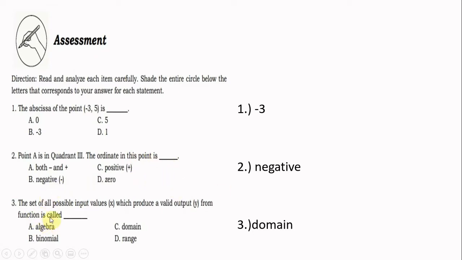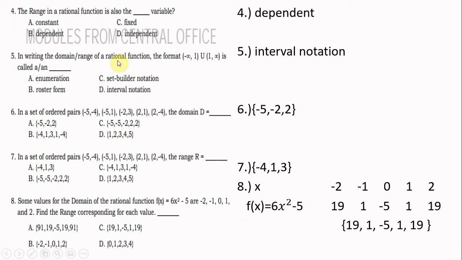Okay, number 3, the set of all positive input values x which produce a valid output y from a function is called the domain. So we are referring to the domain on this question. Number 4, the range in a rational function is also the blank variable. So the answer is dependent variable.